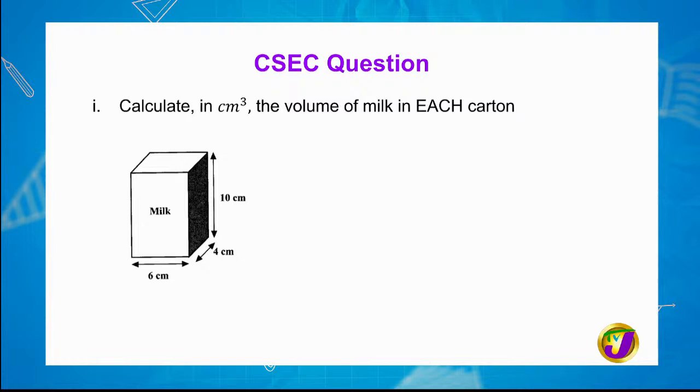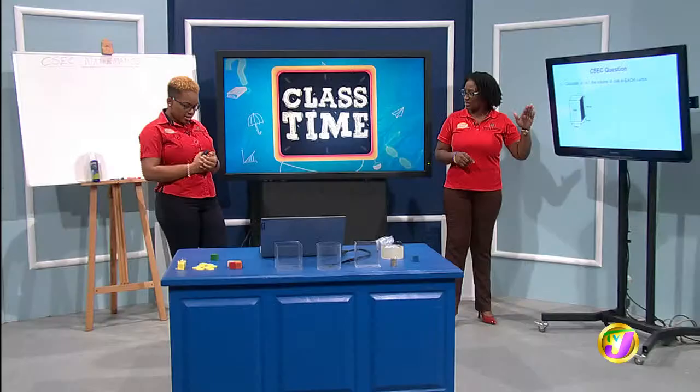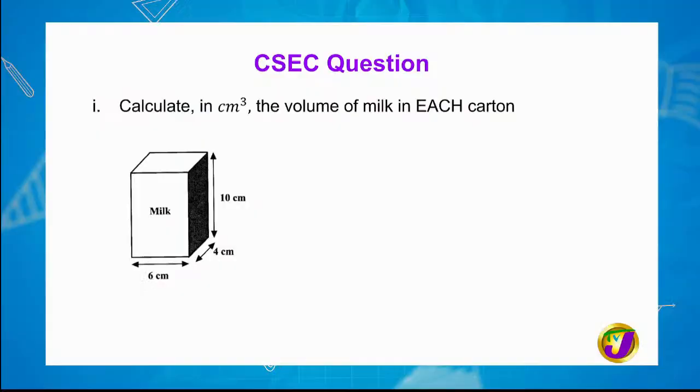Okay, so calculate, as it said, in cubic centimeters, the volume of milk in each carton. Now, milk operates like water, it's a liquid. And so it would have taken the shape of the container, in this case, the carton. So pretty much once we find the capacity of the carton here, then we pretty much have the volume of the milk.